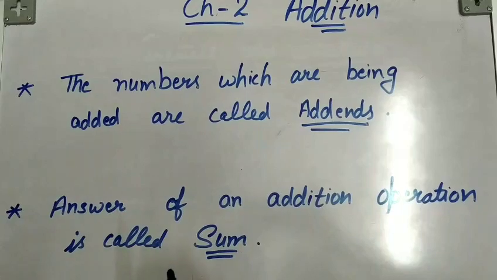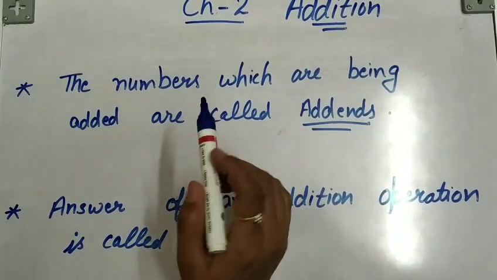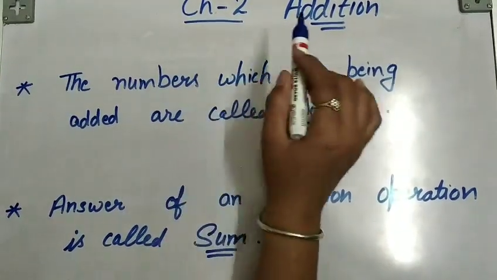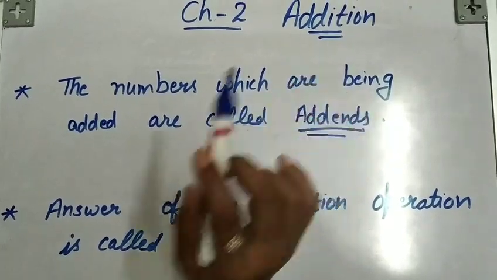Yes, today we will do a new chapter. Chapter number 2, addition. In third standard you had done addition with 4-digit numbers, but in this class you will learn to add numbers with 5 digits or 6 digits. Let's start the second chapter, addition.